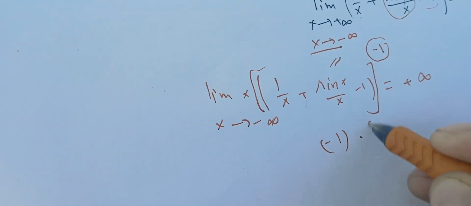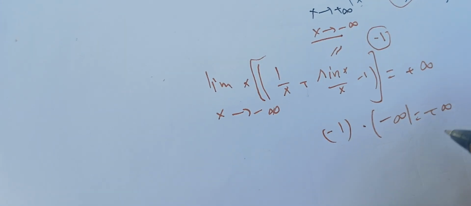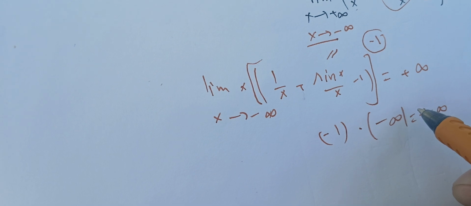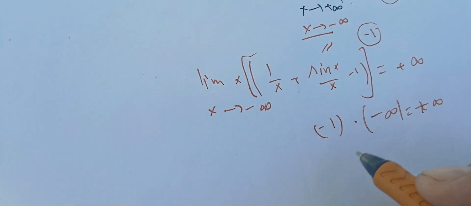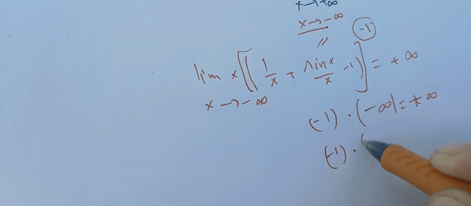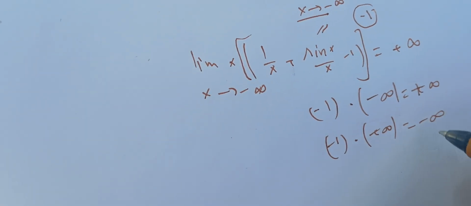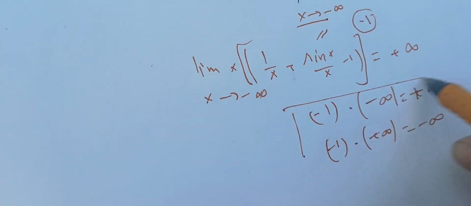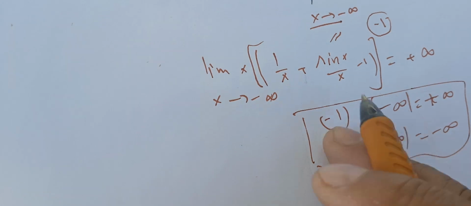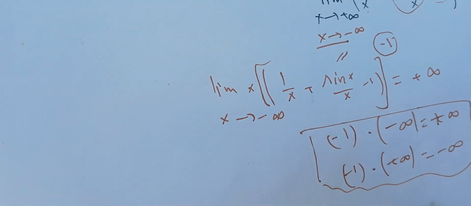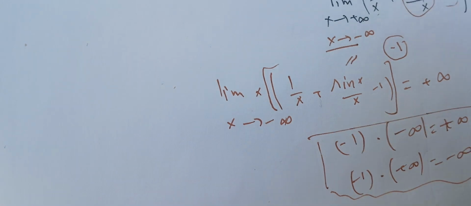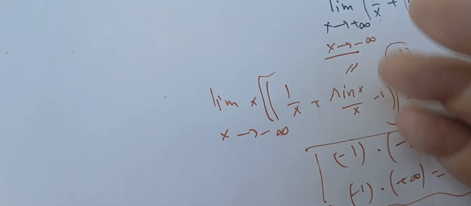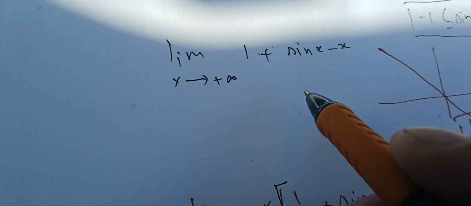Remember that minus 1 times minus infinity is plus infinity. It's not an indeterminate form. And remember that minus infinity times plus infinity is minus infinity. We define them in this manner. What can we get from here? What's the meaning of this?